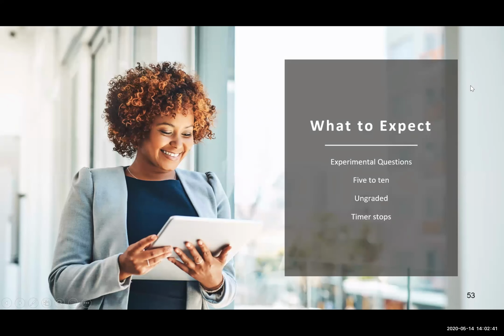What to expect? You're going to get some experimental questions. There's going to be 5 to 10 of them. Those questions are basically being tested to see if they're going to make it into the pool of real questions. They're not graded. They don't count against you, and the timer stops when you take it. So you may not know when it's a question that's not being graded, but you're not being penalized in time when you're working on those questions.